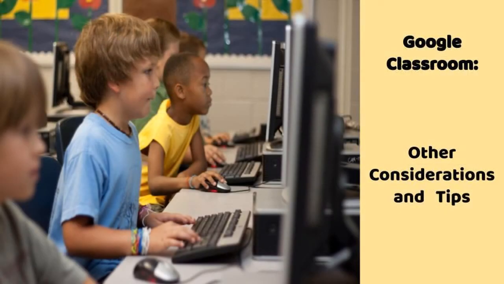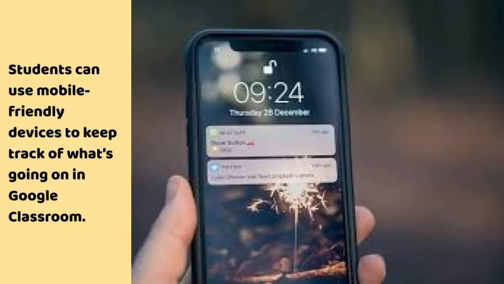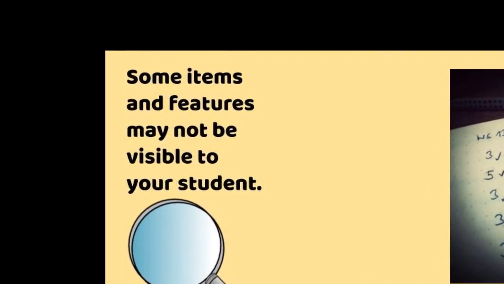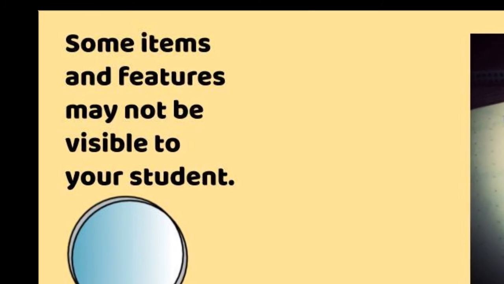What are other considerations and tips when using Google Classroom? Number 1, students can use mobile-friendly devices to keep track of what's going on in Google Classroom. Using the district-provided device is recommended, but students can download apps for Google Classroom to use on mobile devices like phones and tablets to interact with their content. Number 2, depending on how a teacher sets up a Google Classroom, some items and features may not be visible to the student.